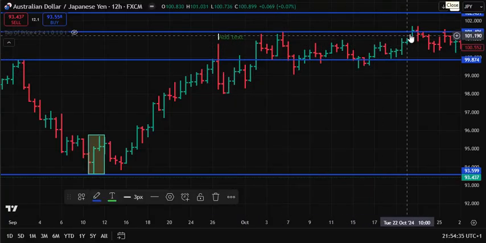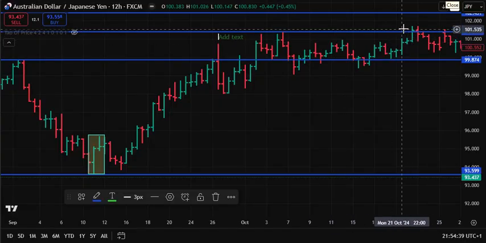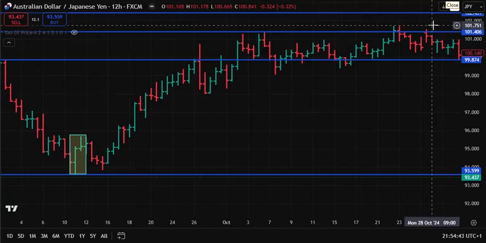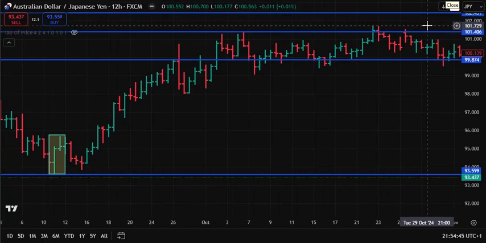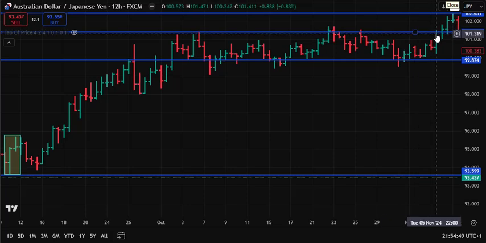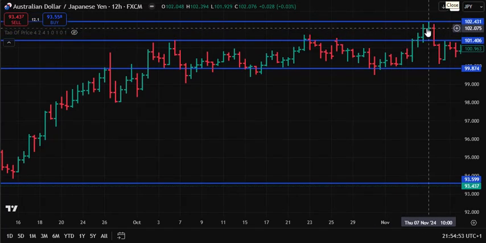So marketplace comes up. It breaks through this. What do I need after this? I need two higher highs after this. And we're not getting it, right? No, we're not. All right, so marketplace is still consolidating. Bang. 1, 2. Going right up to the next level that I had at 102.43.